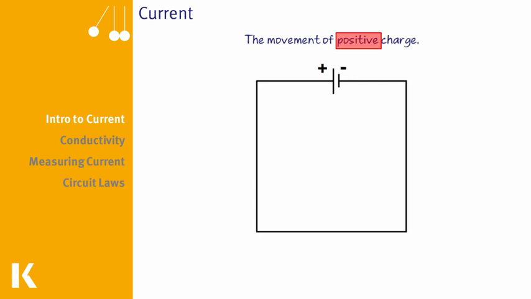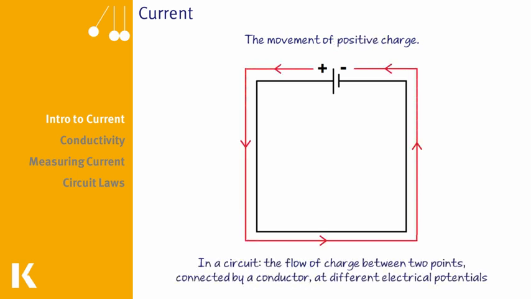More often than not, you'll be dealing with the specific case of current flowing through a circuit. In a circuit then, current is the flow of charge towards the negative terminal through a conducting material, most often a wire. Now let's talk more about those conducting materials themselves.